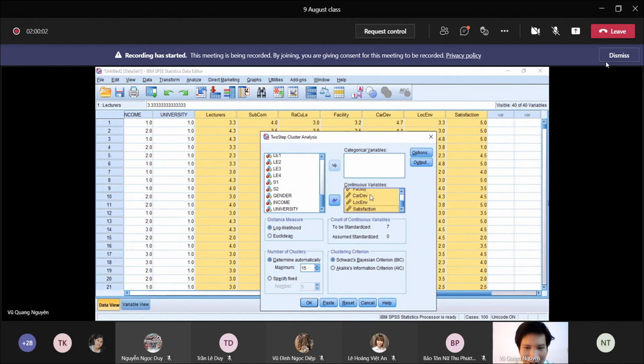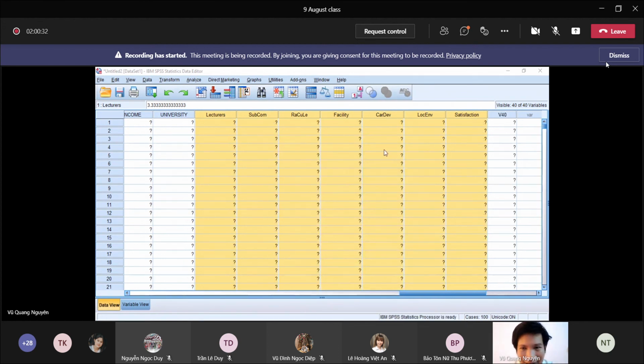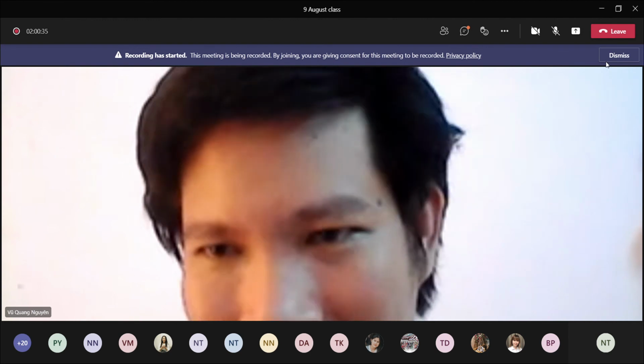Remember that those are metric variables. Now, distance measurement. Of course, we use Euclidean. You know that already. Euclidean, and you click the AIC. Okay, do not use BIC. And number of clusters, you let it determine automatically. Now, how many clusters will it divide your sample into? Well, you guess. Click OK. Now I show you the result.